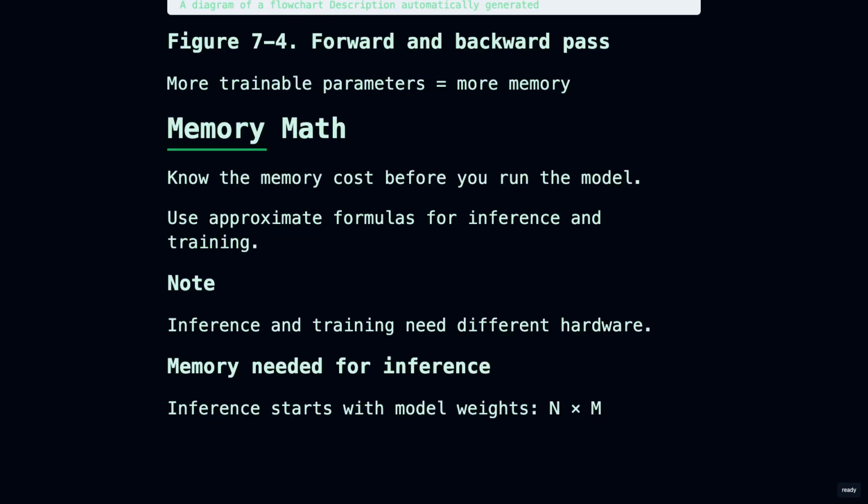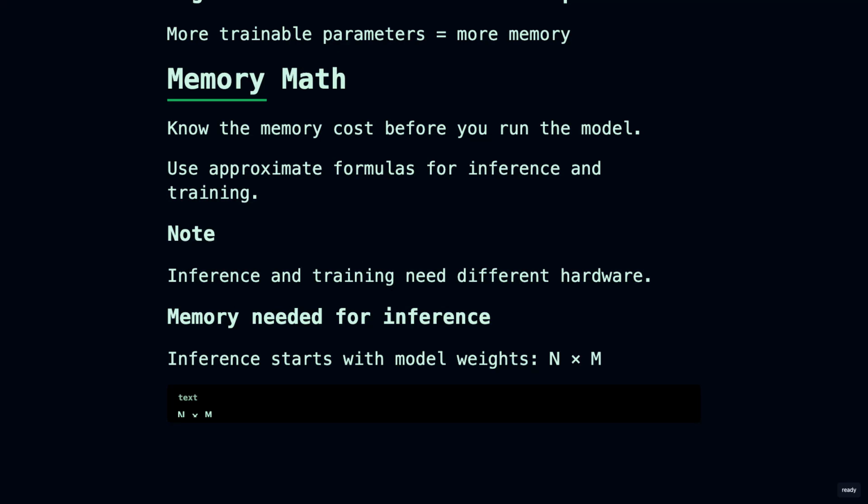If the model has n parameters and each parameter takes m bytes, then the weights alone take n times m bytes. That is the base memory cost before we add anything for activations or attention state. This is the core inference formula for the model weights. It tells you how parameter count and precision combine into a raw memory requirement.